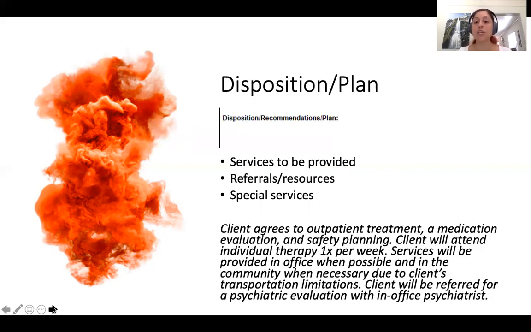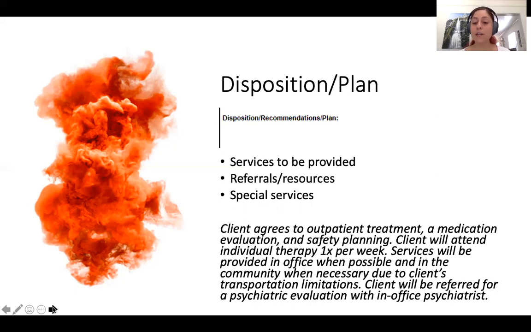Finally is the disposition plan section, and this is the final part of this section in the DMH assessment. Here you're writing 2 to 3 sentences about what kind of service the client will be receiving, any referrals that you're providing, and any special services like community-based work. So I've written here, client agrees to outpatient treatment, that's the type of service being provided, a medication evaluation, my referral, and safety planning to address my suicide risk.